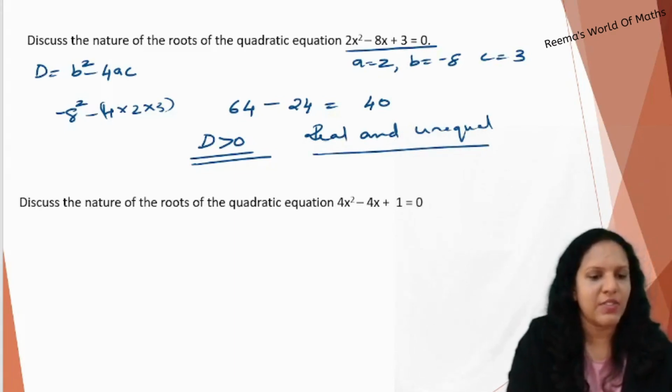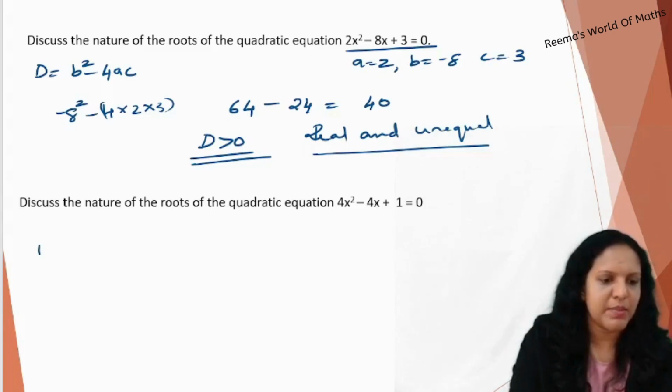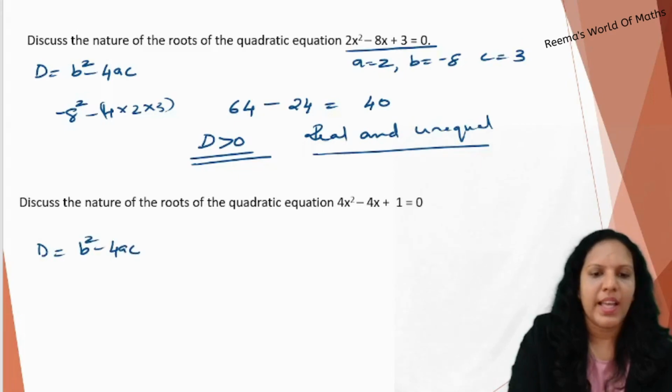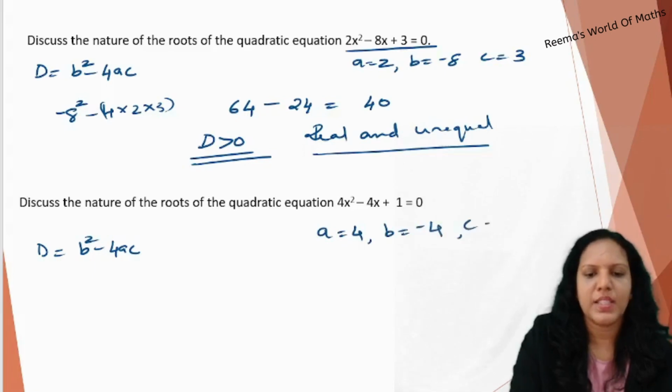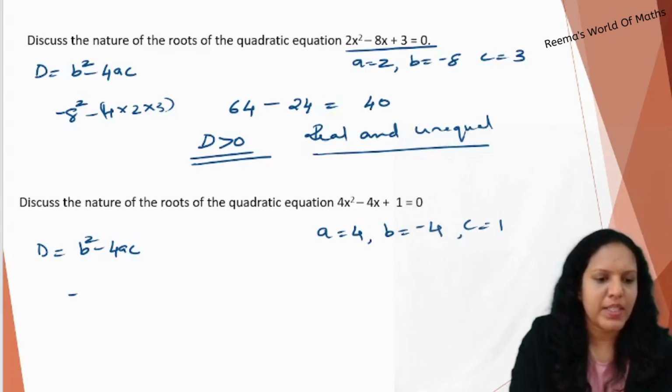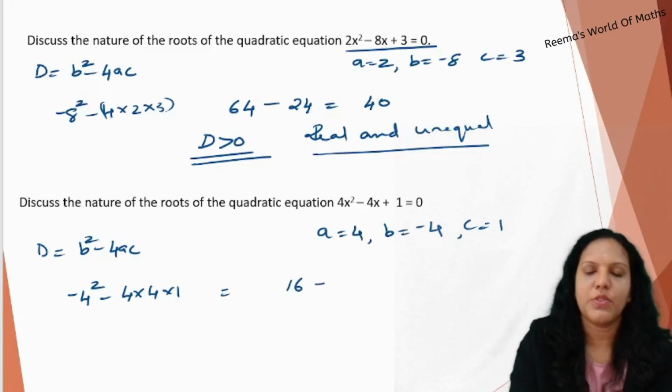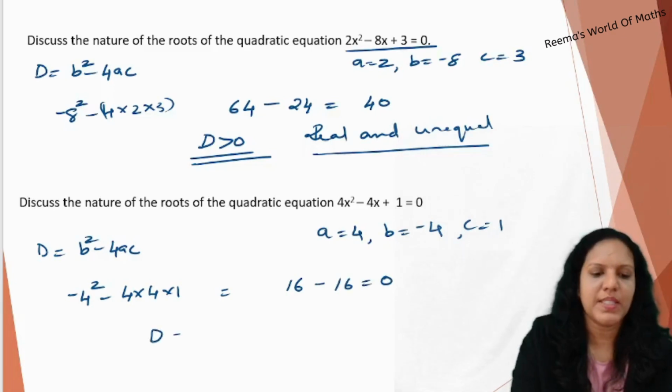Okay, let's see another one, which is 4x squared minus 4x plus 1 equals 0. Similarly, the discriminant is b squared minus 4ac. A is equal to 4, b is equal to minus 4 and c equals 1. Let's replace this in the formula. So that is b squared, which is minus 4 squared, minus 4 multiplied by 4 multiplied by 1. So minus 4 squared is 16, minus 4 into 4, that is 16. 16 minus 16 will give you 0. So here the discriminant is equal to 0.